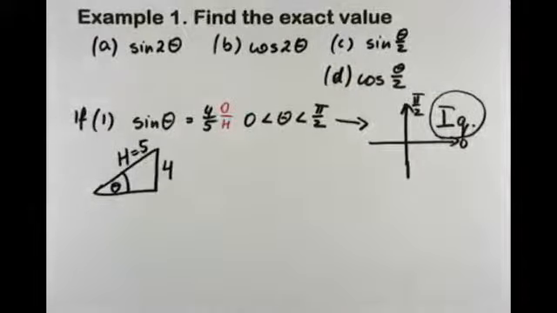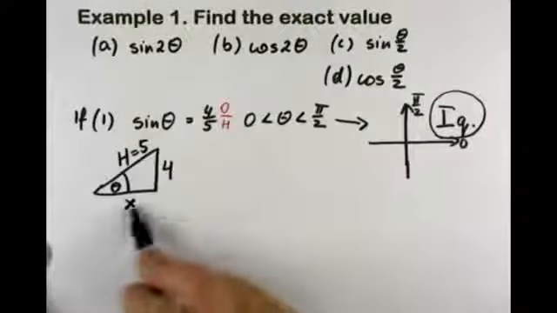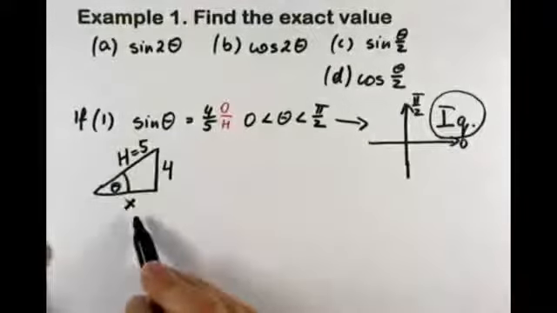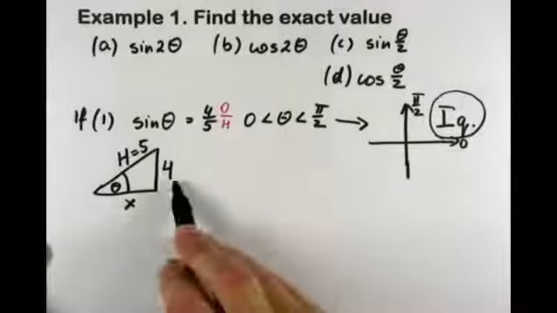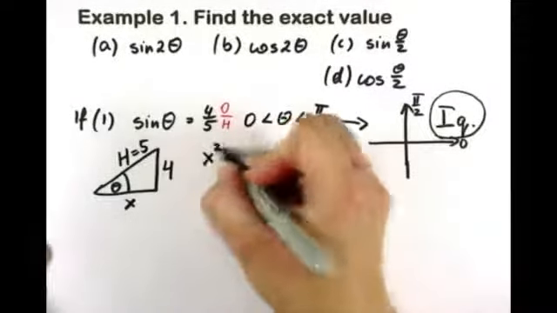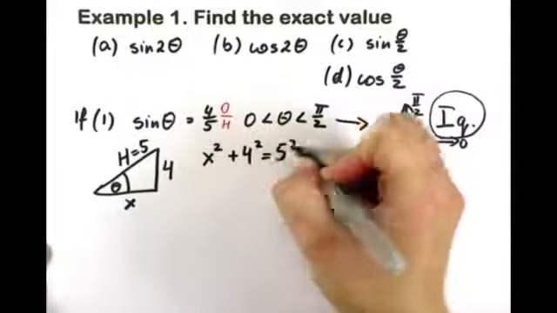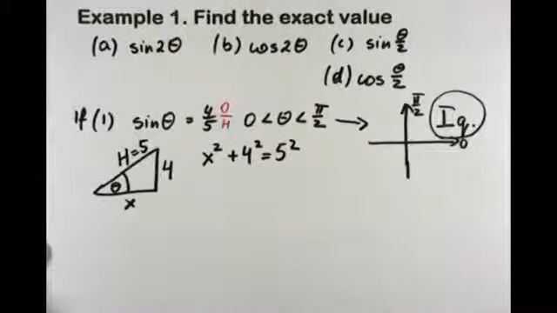Okay, that's opposite over hypotenuse. So now we do need to find this x. Let's say it x. Using Pythagorean theorem, we can set up the equation x squared plus 4 squared is equal to 5 squared. So now we can solve it.